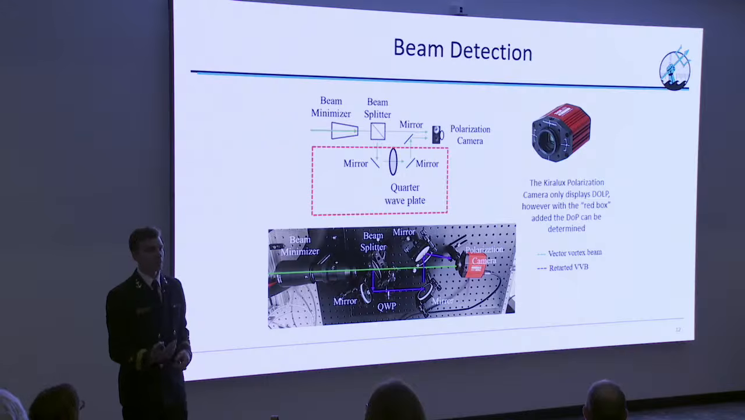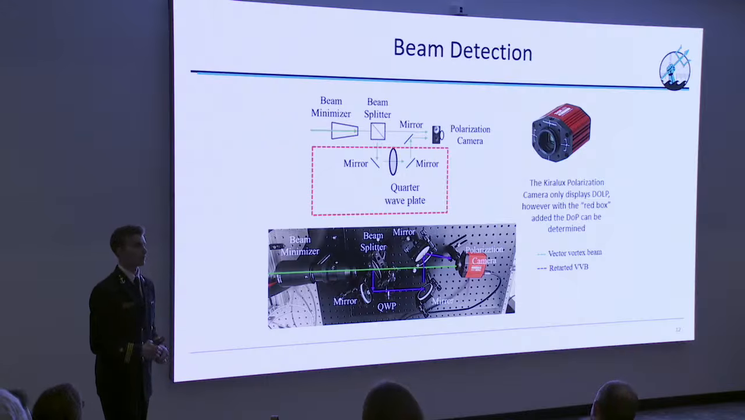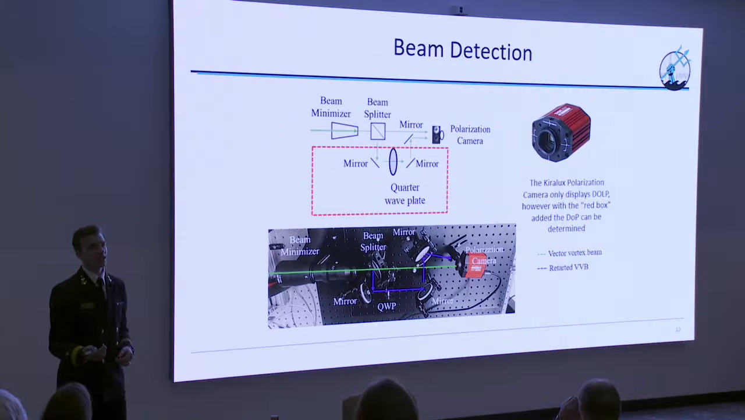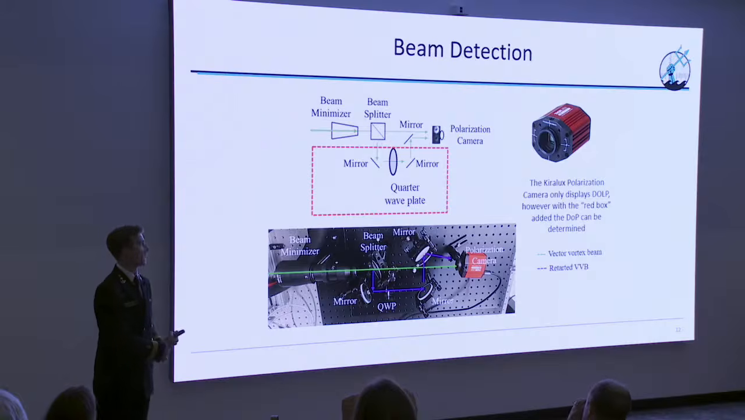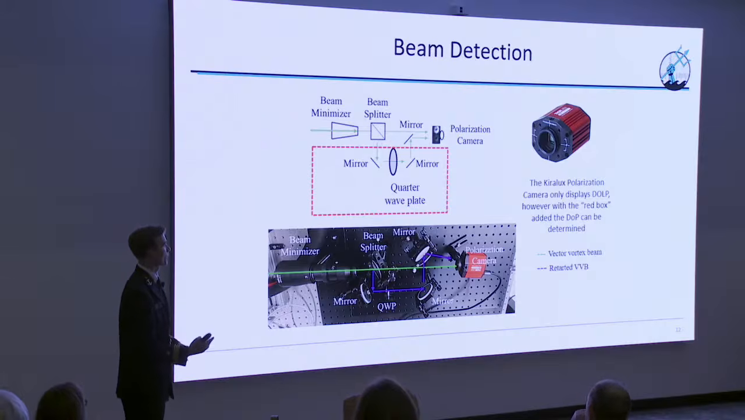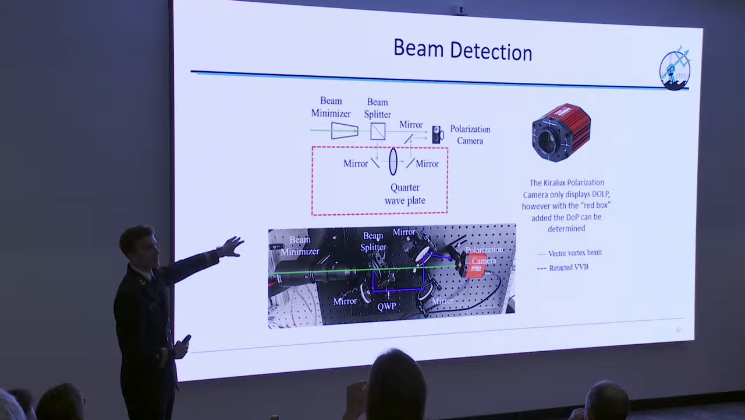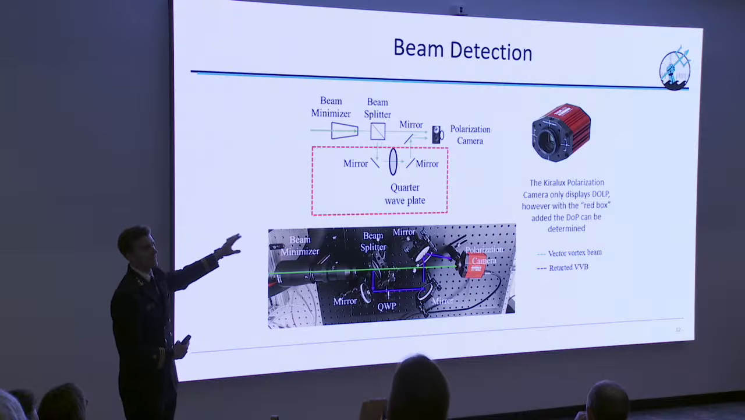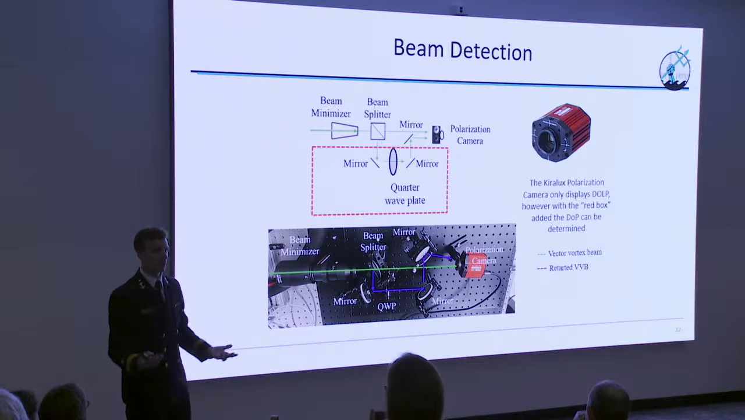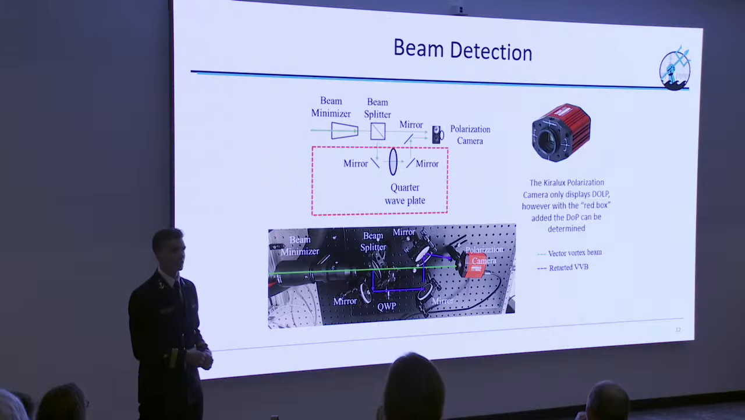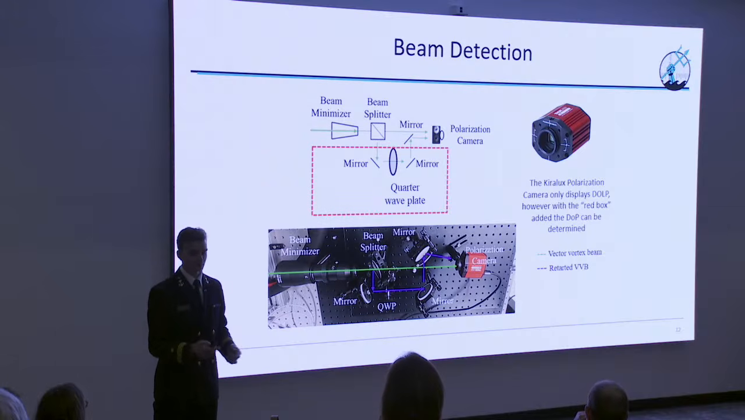So to account for that, we take half of our beam, split it off, and put it through a quarter wave plate. This quarter wave plate translates our circular polarization states into being linearly polarized, and then we do a dual detection setup where we're actually detecting both of those beams on the camera at once, and that allows us to get the full range of Stokes parameters, allowing us to calculate the full degree of polarization.